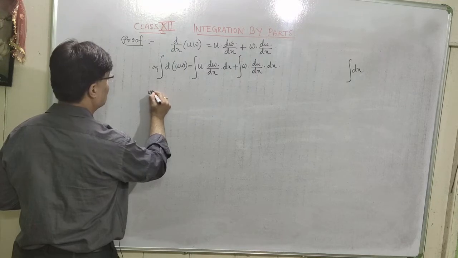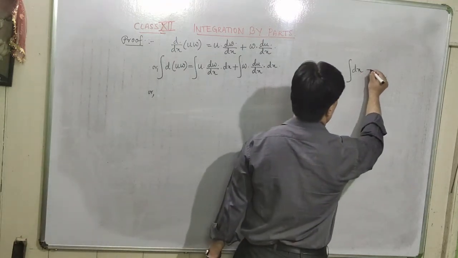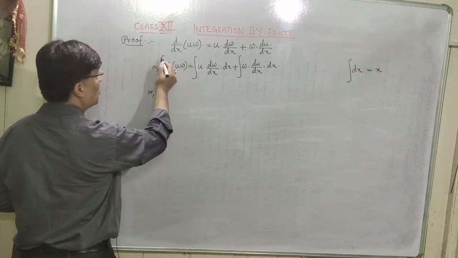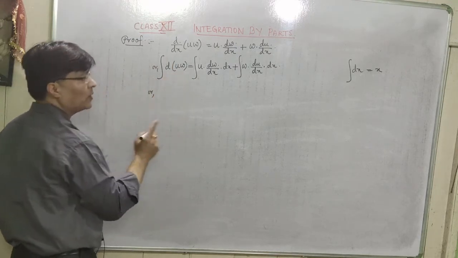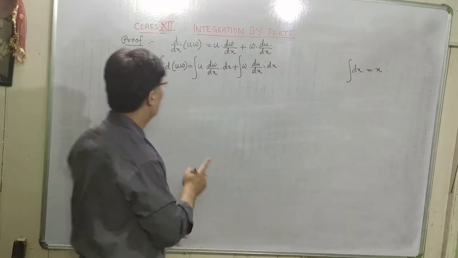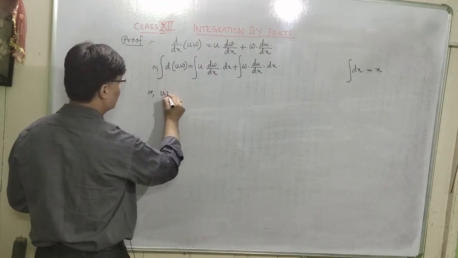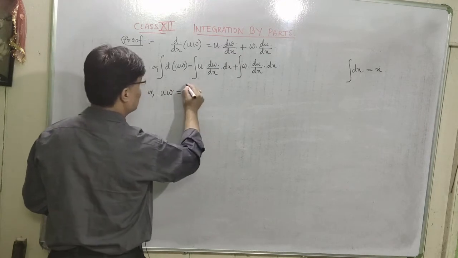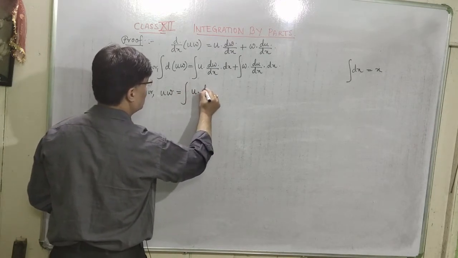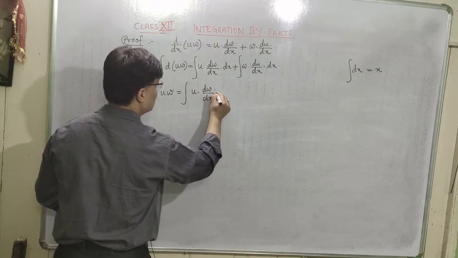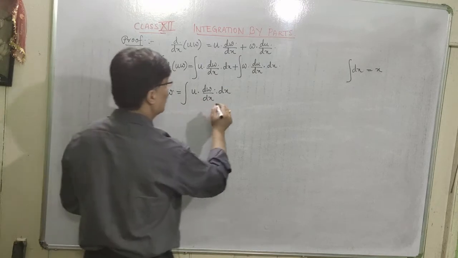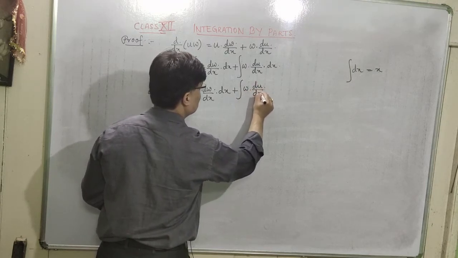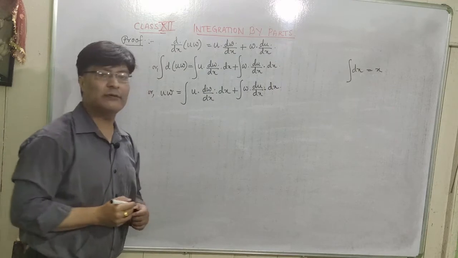Okay, now in this case, if you have integral dx, then we can write only x, isn't it? But if instead of x there is uw, what is integration of differential of uw? Integration of dx is x. What is integration of d of uw? It is uw. Now the right hand side is kept as it is, that is integration of u into dw by dx into dx, next plus integration of w into du by dx into dx. So I think you have understood it.